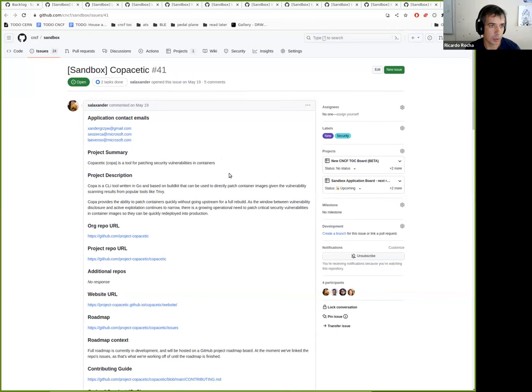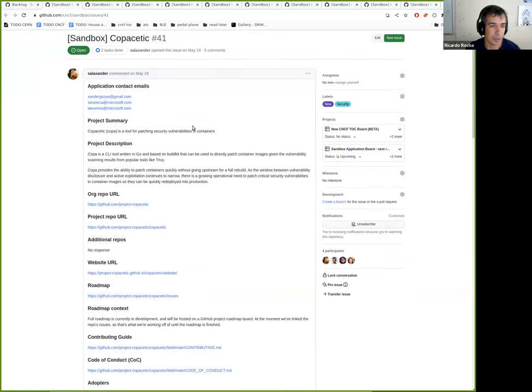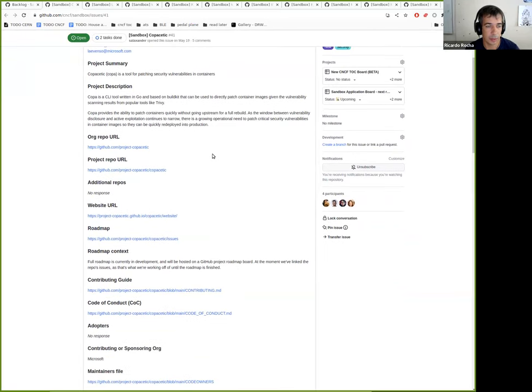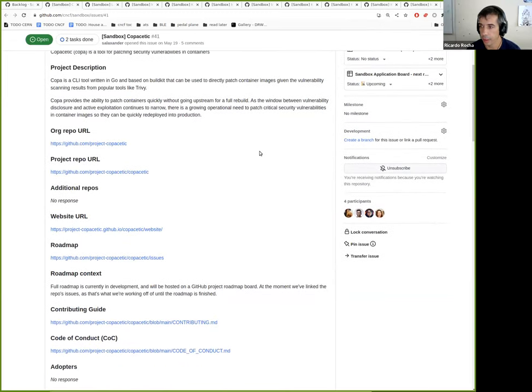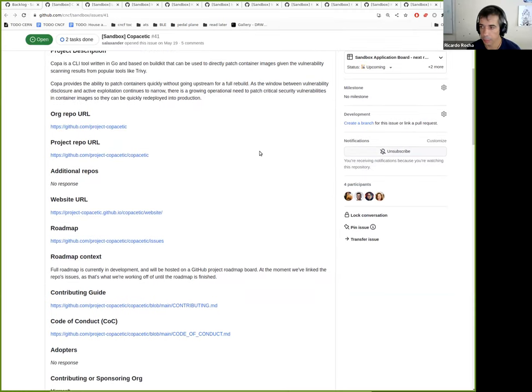The first one is Copacetic. This is a tool to patch vulnerabilities in containers in a special way, where the patches are done directly on container images according to the vulnerabilities found by tools like Trivy. I think the main feature is that they are patched without having to go through upstream and a full rebuild. So I don't know if anyone had a look into this project and has comments.